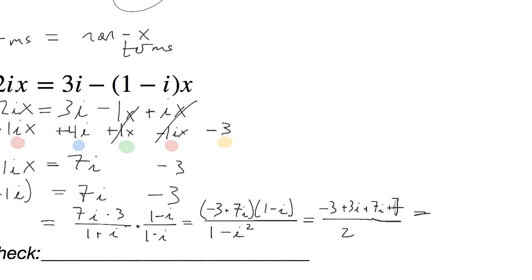Combining terms, we get 4. Negative 3 plus 7 is 4. And 3i plus 7i is 10i over 2. And lastly, simplifying, that's 10i. And factoring out a 2 from both terms, it's 2 plus 5i.